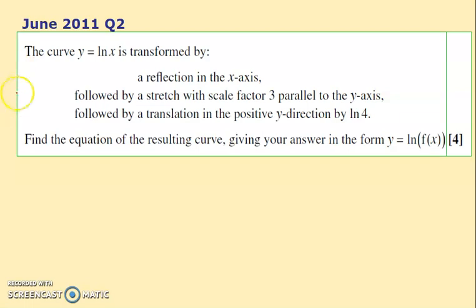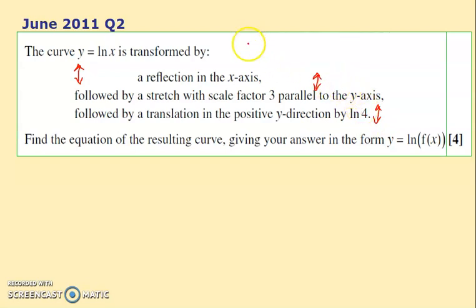So I do think it's worth getting your head around what order and what direction these do it. A reflection in the x-axis is an up and down transformation. It was up and now it's down, or vice versa. Followed by a stretch with a scale factor of 3 parallel to the y-axis. This is also up and down. And followed by a translation in the positive y direction. This is a translation up and down. So all three of these things are up and down, so we've got to be careful of what order we do it in.